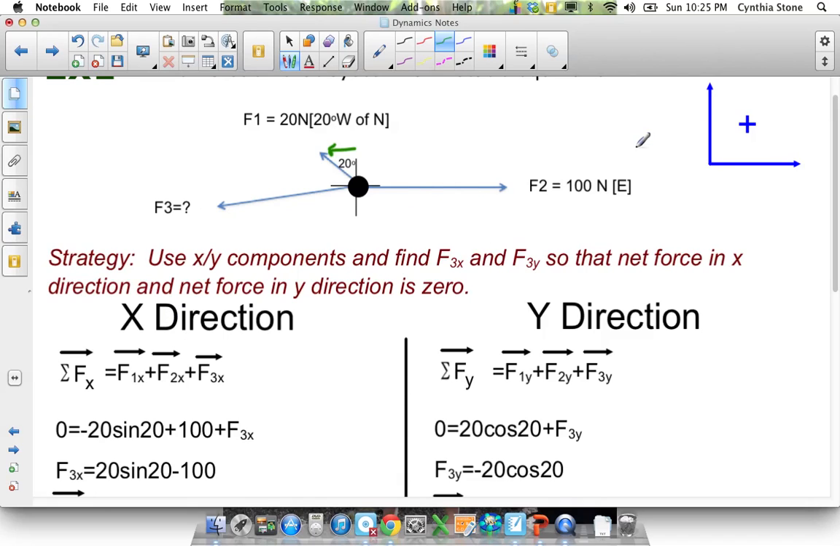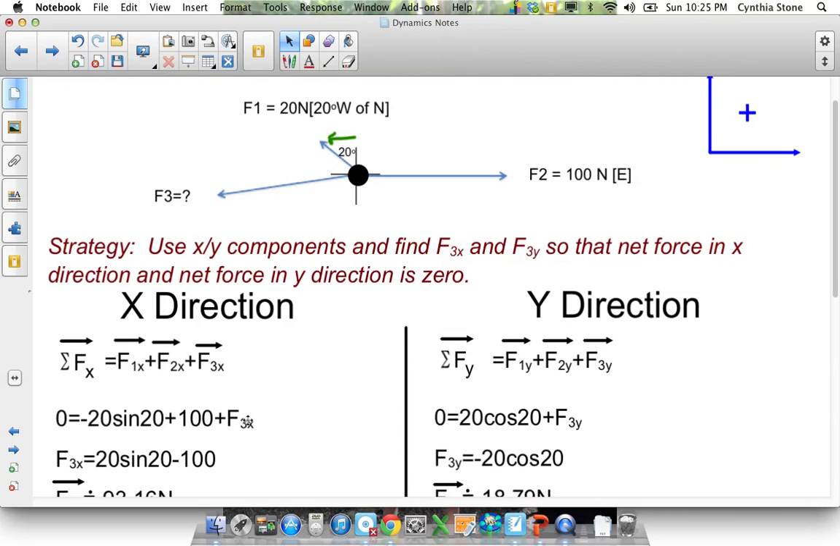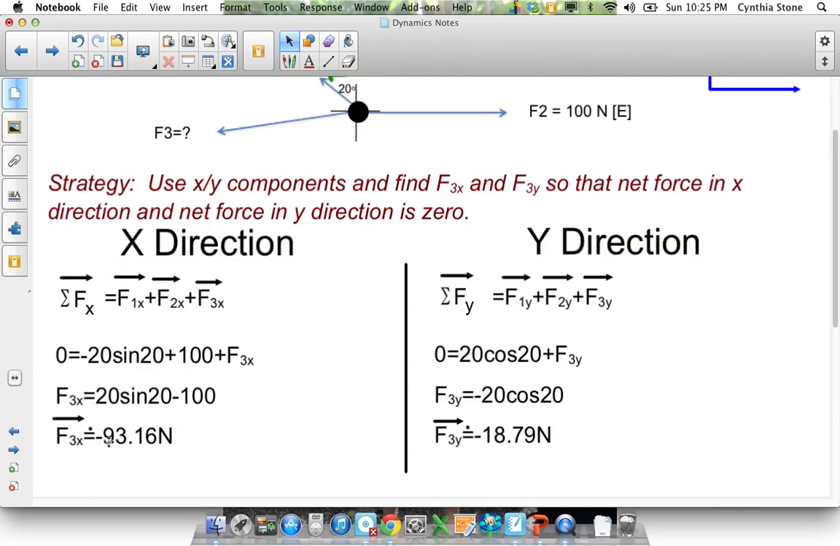f2x is positive, because I said that direction was positive, it's the full 100. And then there's f3x, which is what we're looking for. So then I rearranged for f3x. All I did was I kept this here because it was positive, just move those to the other side, and f3x is negative 93, okay? Kept a couple extra decimal places.